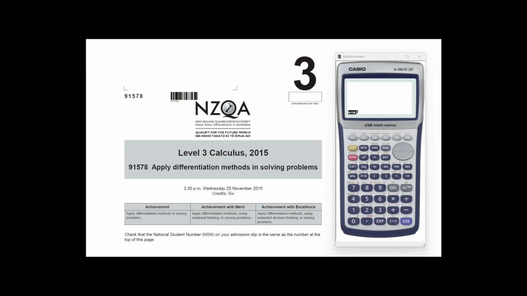But let's start with differentiation. It's the one that most students do. So this is 2015. I'm going to be using the exam that's on the NCEA website and the most common exam calculator, the Casio FX98. And I'll also be using the formula sheet wherever possible to solve these equations.